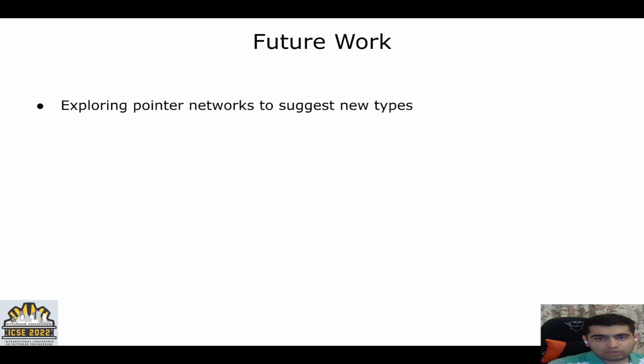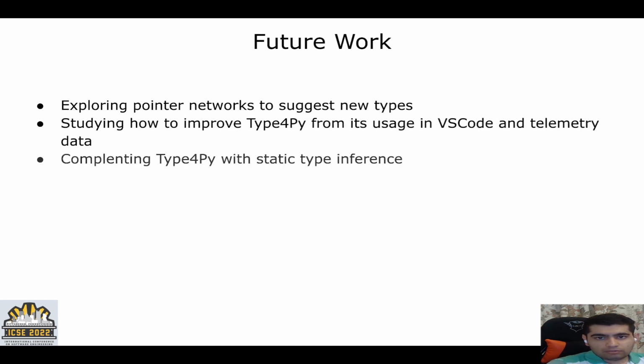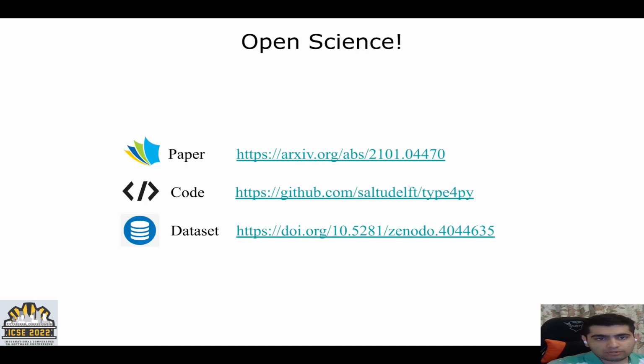Considering future work, exploring pointer networks might be a promising direction to suggest new types. We're also interested in studying how to improve Type4Py performance from its usage in VS Code and the available telemetry data. And one more future work can be about complementing Type4Py with static type inference. To foster future research, we publicly release the code and the dataset on the internet, and the preprint of the paper is available on arXiv.